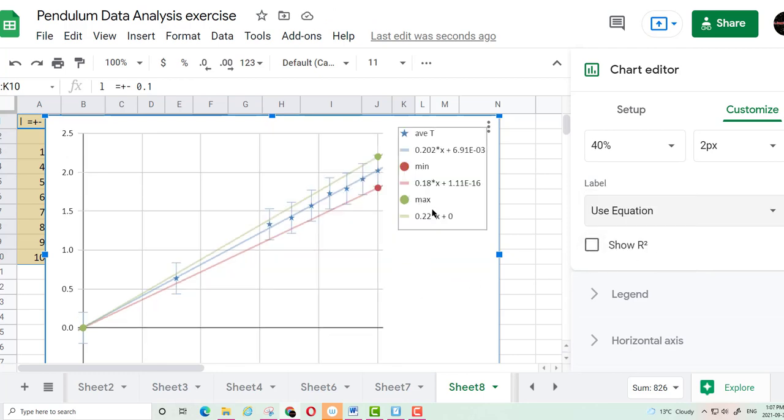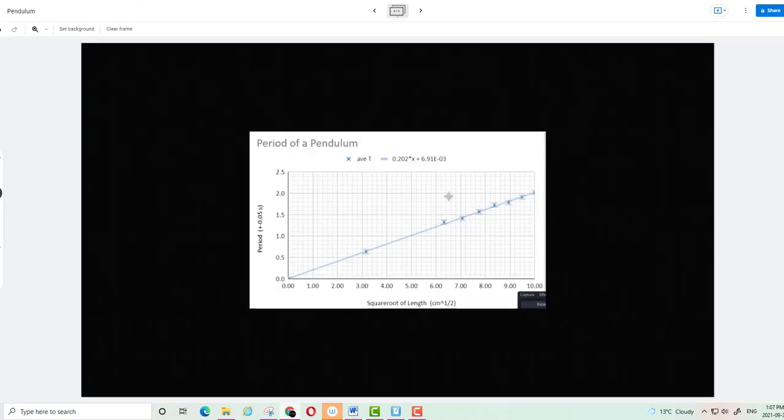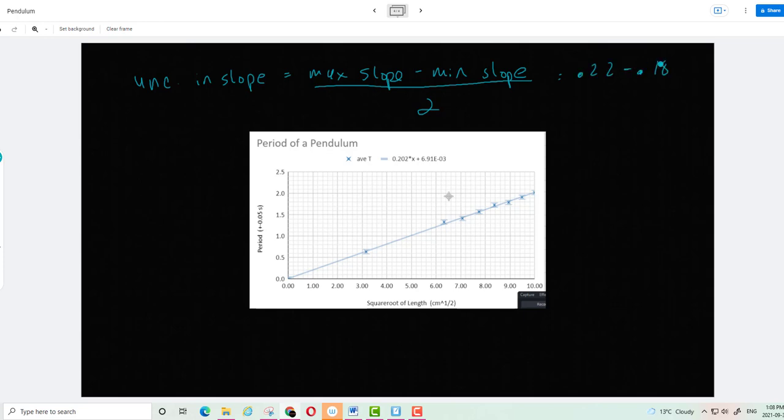So now we can see that the maximum slope is 0.22, the minimum slope is 0.18, and our uncertainty in the slope would be max minus min over 2. It would be 0.22 minus 0.18 over 2. Just writing that down, the uncertainty in the slope would be equal to the max slope minus the min slope divided by 2. So in this case, it was 0.22 minus 0.18 all over 2, which is 0.04 over 2, which is 0.02.